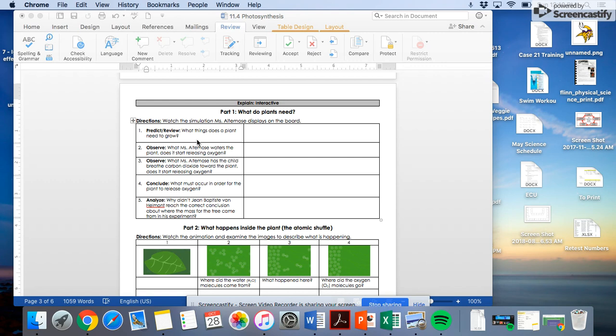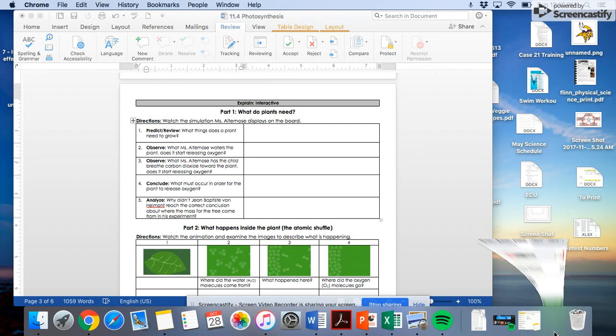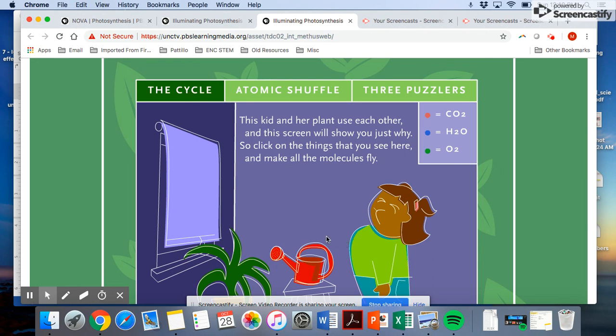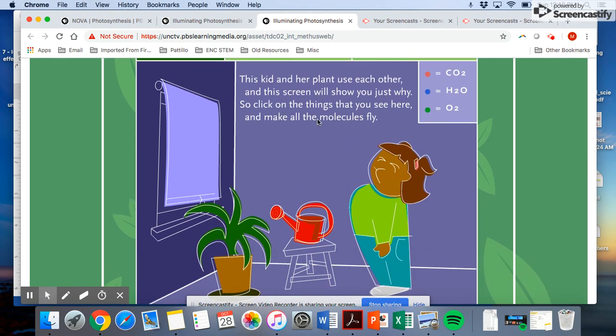Okay, so now that everyone in your group has answered, please make sure you don't move on until you've finished question number 1. I'm now going to show you a simulation. The first thing I want you to observe is that I'm going to water the plant, and I want you to observe what it starts releasing. So we are going to look here. This is a kid and her plant. They each use each other, and we're going to look to see why.